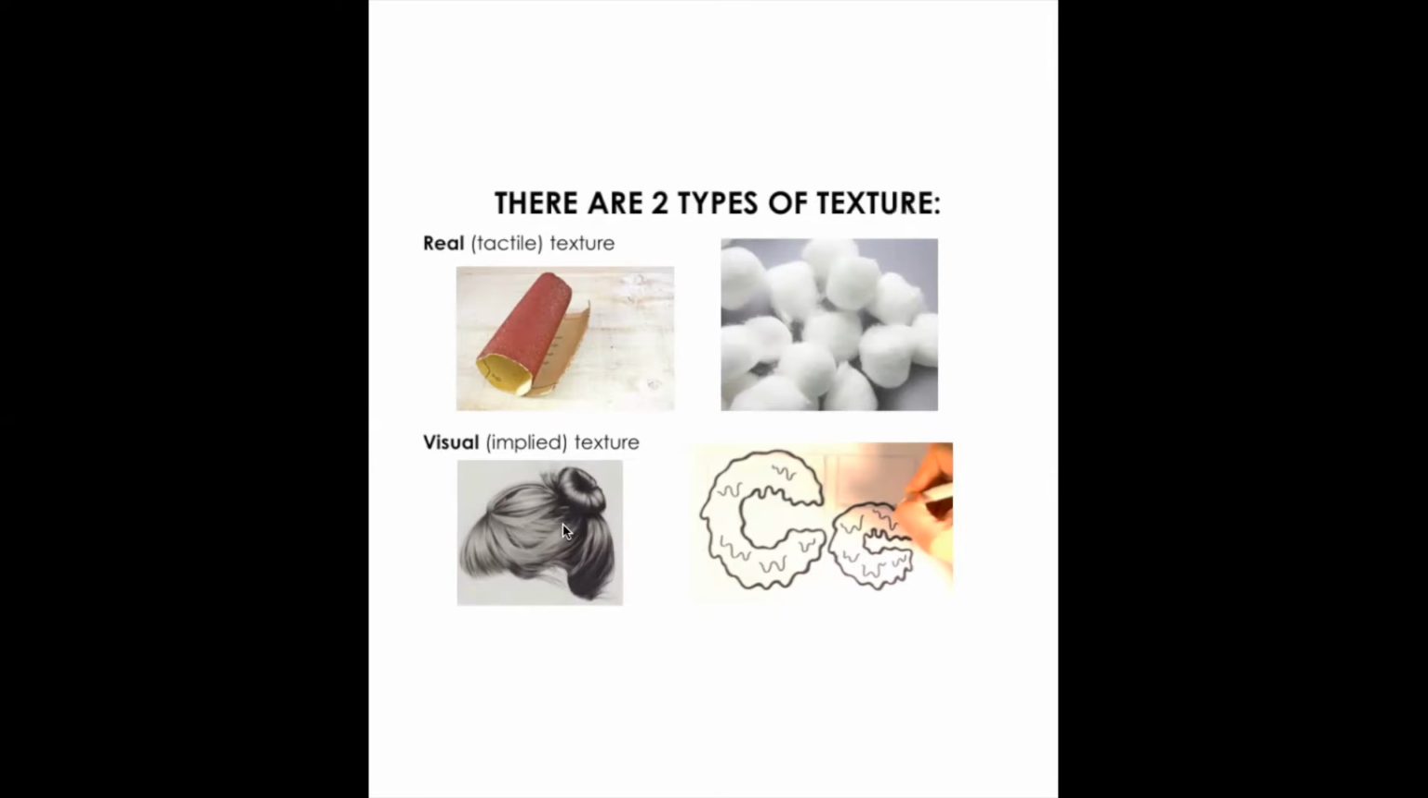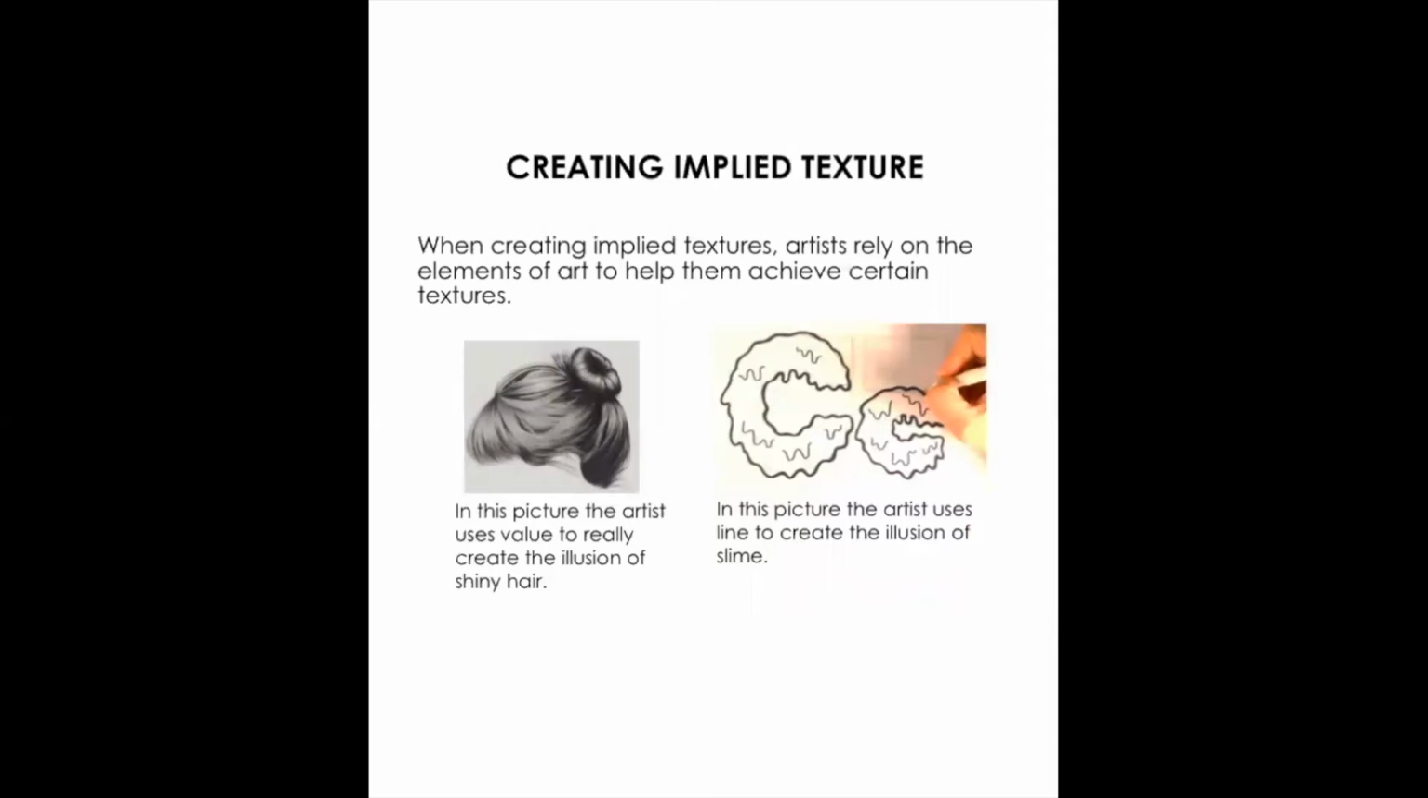So for example, this drawing of this girl's hair, you can see the texture in her hair. Or the drawing of these letter C's, you can see that it's oozing and it's like gooey, but you can't actually feel it. So when you're creating implied textures, artists rely on the elements of art big time, right? So this artist, to create this hair, had to rely on value to really create the shiny textured look of her hair. And this artist had to use different types of line to create the illusion that it's actually slimy. So we're actually kind of using other things that we've talked about this semester when we are talking about texture.